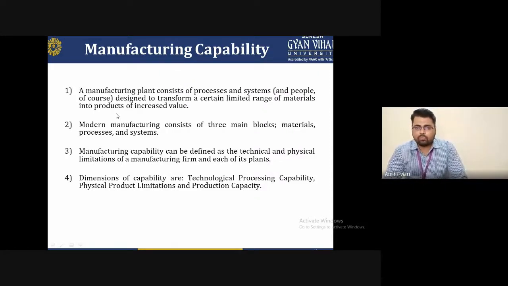Second, modern manufacturing consists of three main blocks: the material, the processing, and the system. What type of material you will select for the product, what type of process you will select, and what system you will adopt for purchasing or selling the product in the market.